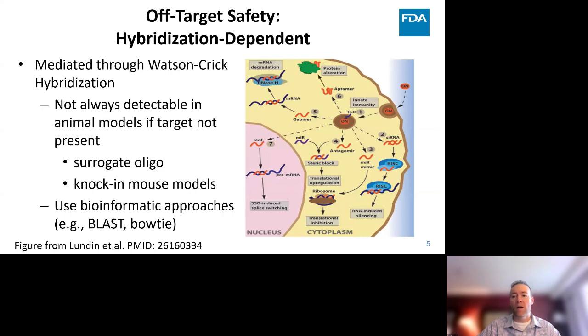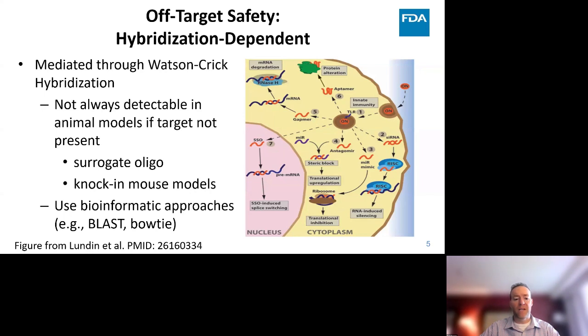It's mediated through Watson-Crick hybridization. However, you're binding to a messenger RNA that is not the targeted messenger RNA. It's important to note that this is not always detectable in animal models if the target is not present. Some targets are not conserved through evolution, especially not in the rodent models, in which cases we'll have to use a surrogate oligonucleotide to assess the off-target hybridization effects. However, there are cases where you can use knock-in mouse models as well.